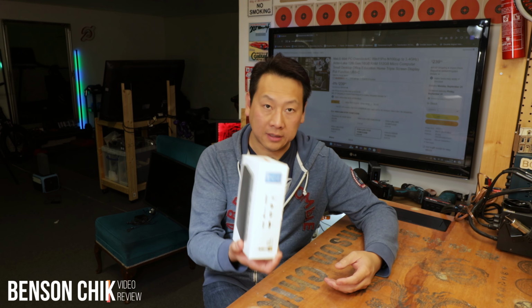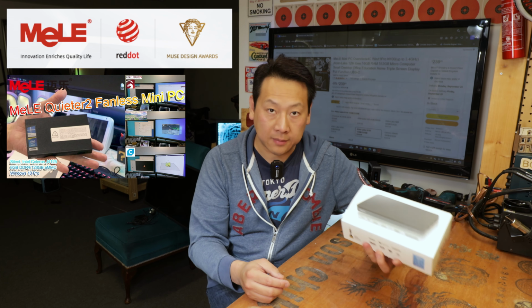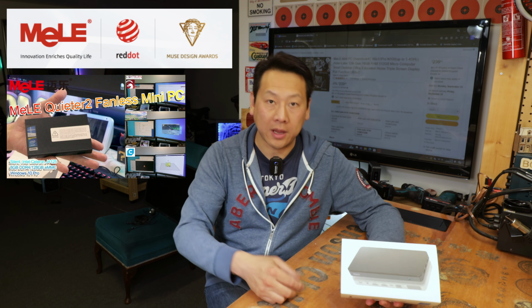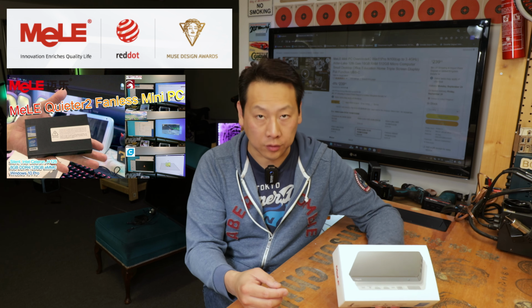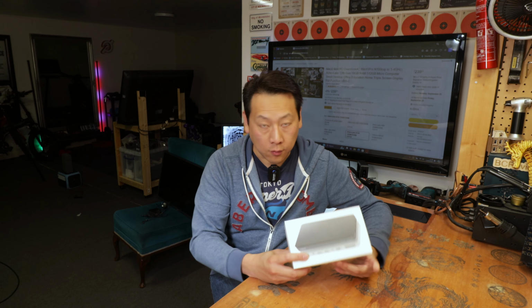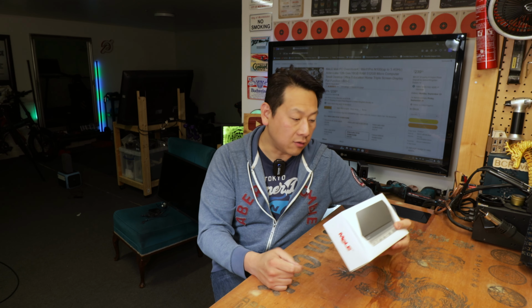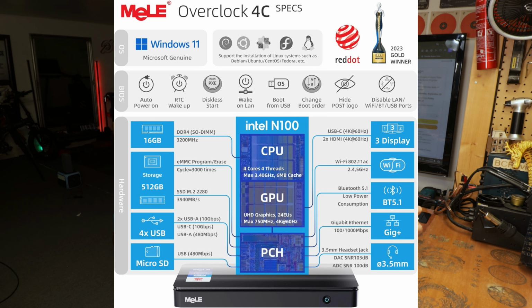Today I'm going to show you a mini PC and this is made by MeLE. Back in 2021, I reviewed one of their mini PCs at that time, but technology has moved on so much in the last few years. Fast forward to 2024, and this one has an Intel N100 CPU, 16GB of RAM and 512GB of storage.